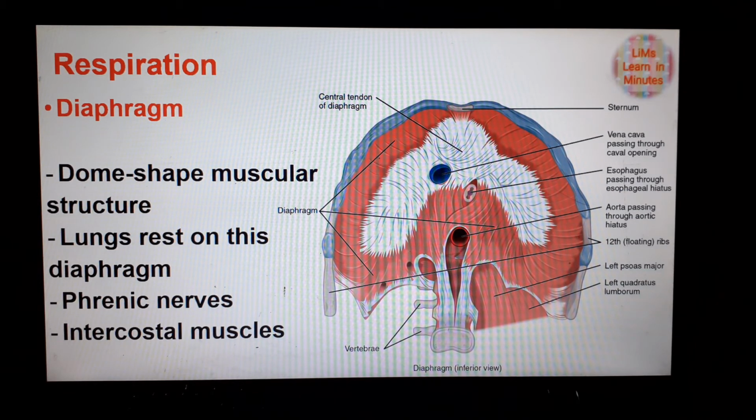After the exchange of oxygen and carbon dioxide, the diaphragm goes back to its normal position, that is dome shape, and so does the thoracic cage. This causes a decrease in the thoracic capacity, and as a result, the lungs get compressed and carbon dioxide is exhaled out. This is the figure of the diaphragm with the inferior view.